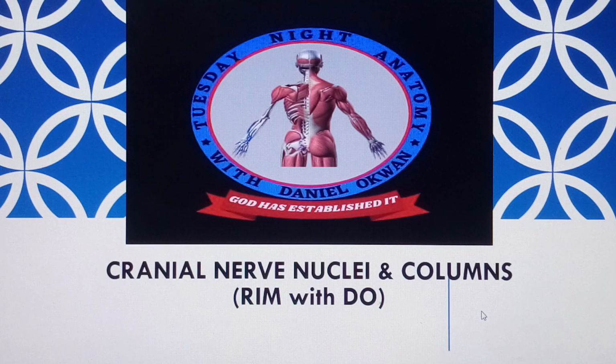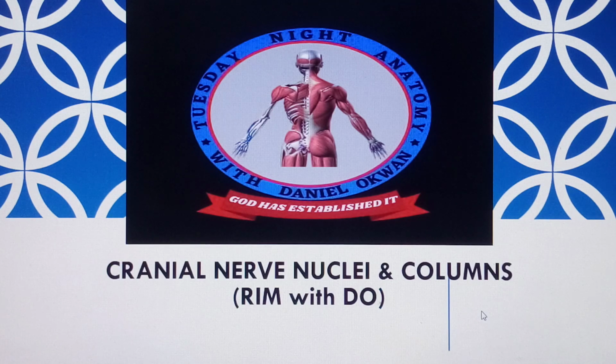Today's section, I quickly run with you the cranial nerve nuclei and columns. My friends, one thing that we know about cranial nerves is that we have 12 pairs of cranial nerves. And out of these 12 pairs, cranial nerve 1 and 2, because they are derived from the telencephalon and the diencephalon respectively, are not really true cranial nerves, because they are not peripheral, so to speak. We consider them to be part of the central nervous system only. And one other thing is that they do not have nuclei.